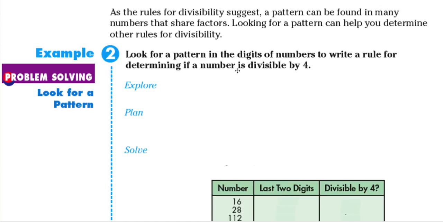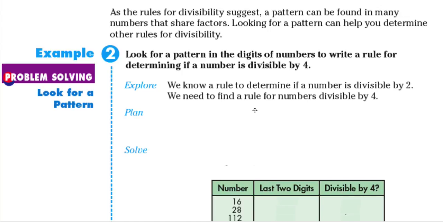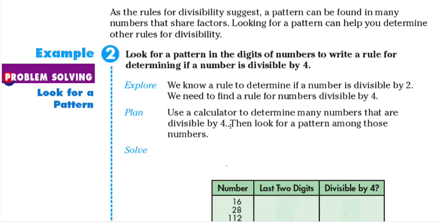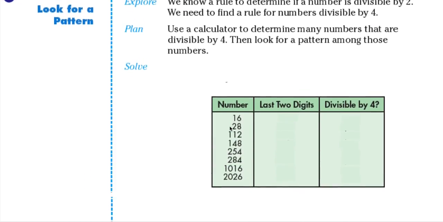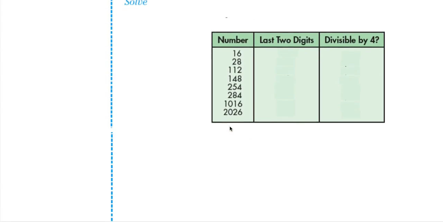Look for the pattern in the digits of numbers to write a rule for determining if a number is divisible by 4. Just like any word problem we explore, we know a rule to determine if a number is divisible by 2. Okay, we need to find a rule for numbers divisible by 4. Okay, plan, let's use a calculator to determine many numbers that are divisible by 4. Then look for a pattern among those numbers.